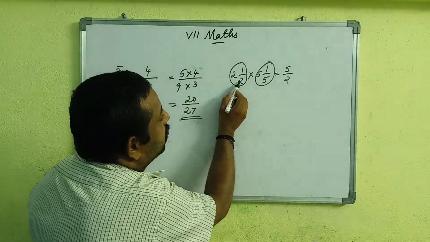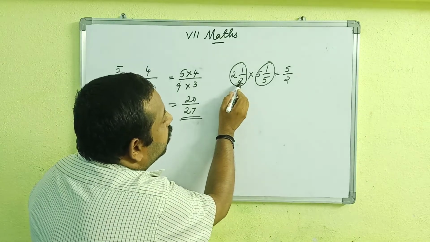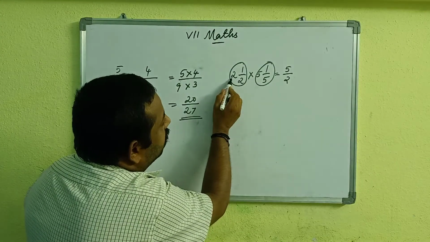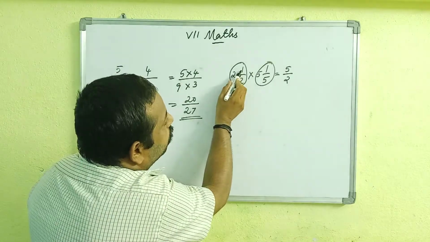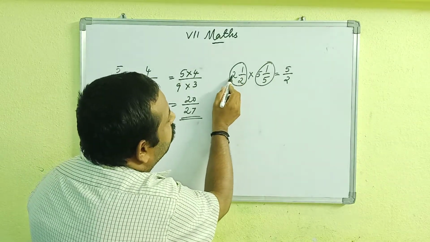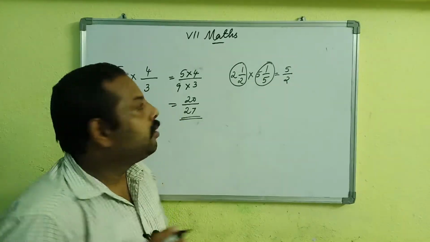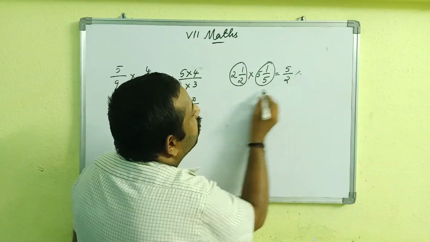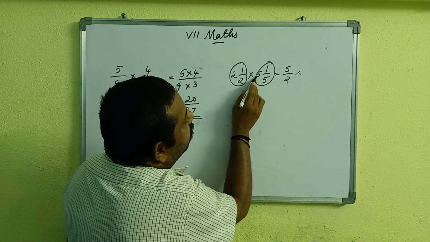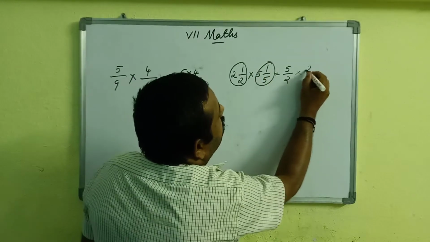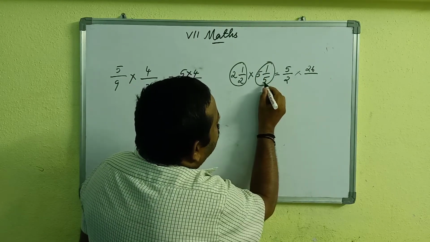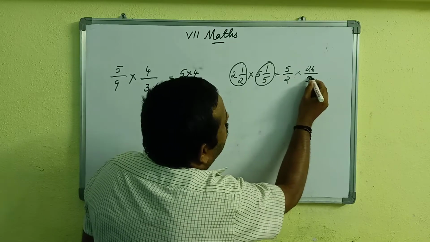See, the process is very simple. Multiply the denominator by the whole number, then add the product to the numerator. So, 2 2s are 4, 4 plus 1, 5. Give the same denominator there. Same way, 5 5s are 25, 25 plus 1, 26. What is the denominator here? 5. That 5 will be written here.